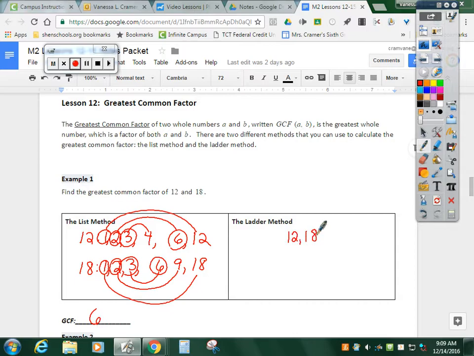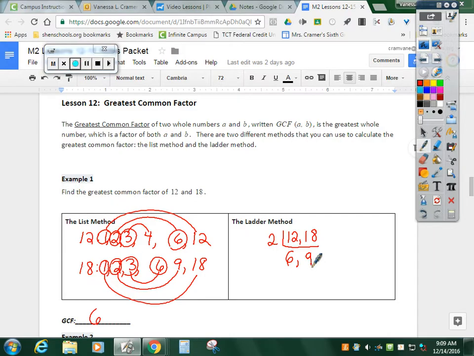You put the two numbers that you're trying to find the GCF of in what I call an upside down division symbol. Okay, and then you look at them and you say, what numbers can 12 and 18 both be divided by? I'm just going to say start small. They're both even, so I know 2 goes into them. 12 divided by 2 is 6, and 18 divided by 2 is 9. So now I have 6 and 9, okay?